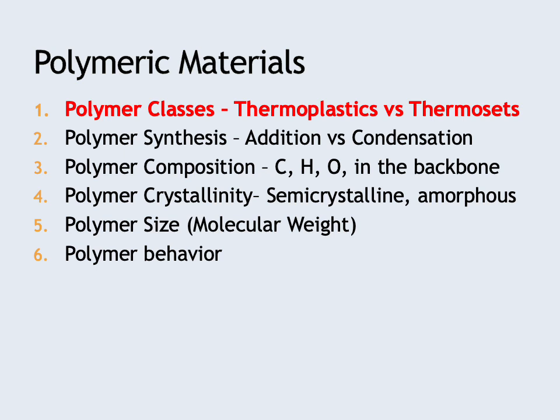This is the second lecture for MEC 307, Spring 2024. And today's topic is polymers. I'm going to be talking about the distinguishing characteristics between two of the major kinds of polymers, thermoplastics and thermosets, two of the most common ways that polymers are synthesized. I'm going to talk about the effect of the composition of a polymer on its properties, the crystallinity of a polymer, its molecular weight, and then just a bit about polymer behavior.